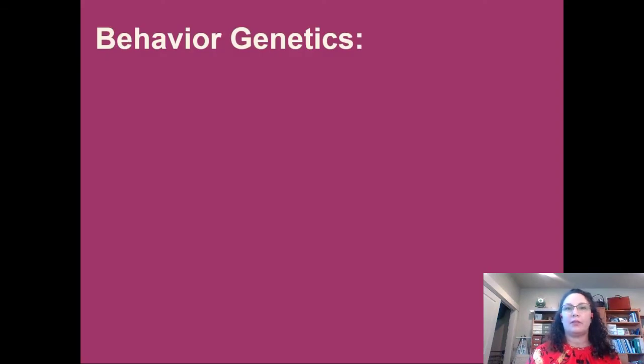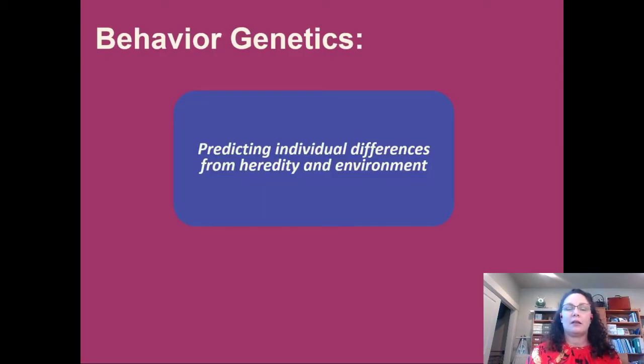Let's start with behavior genetics, and let's start with a nice definition. The basic definition of behavior genetics is that we are going to attempt to predict individual differences from a combination of the person's heredity and their environment. So it's taking into account both genes and upbringing.